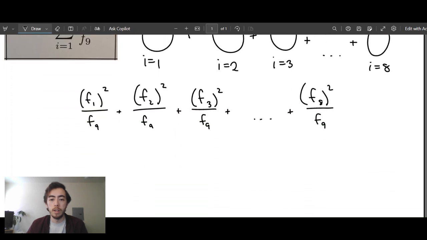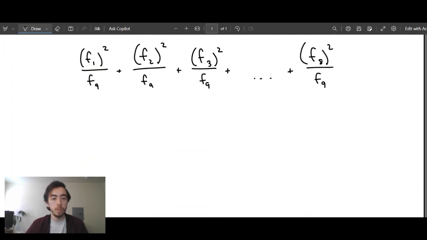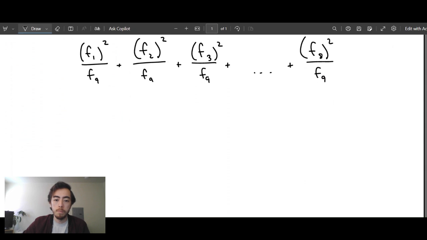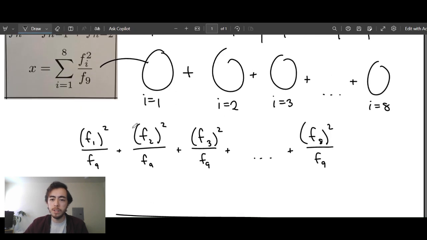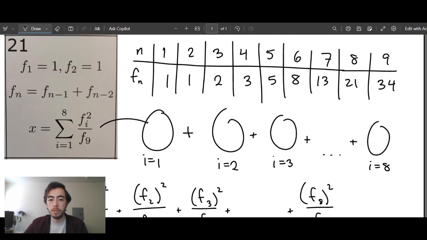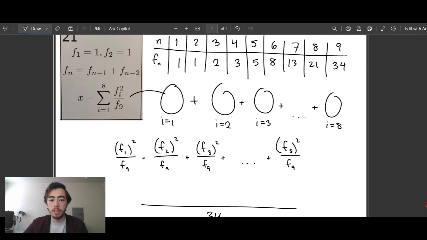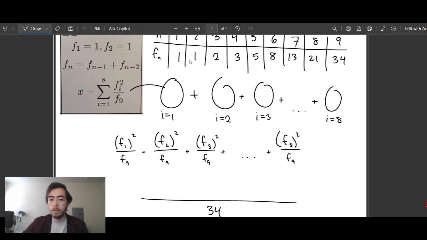And then worry about adding up the numerators first, then dividing by 34. So that's what I'm going to do here. It's going to be a long numerator, but then 34 on the bottom. And then I'm just going to square up all of these numbers. Let me zoom out a touch. And it's going to be the squares of all the numbers 1 through 8.